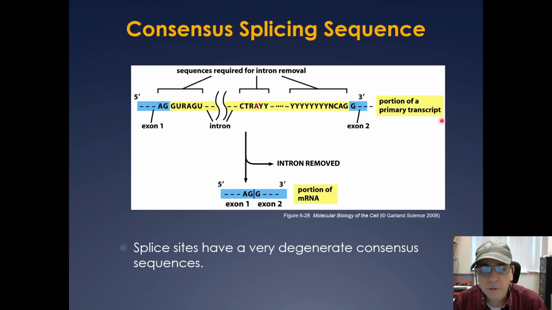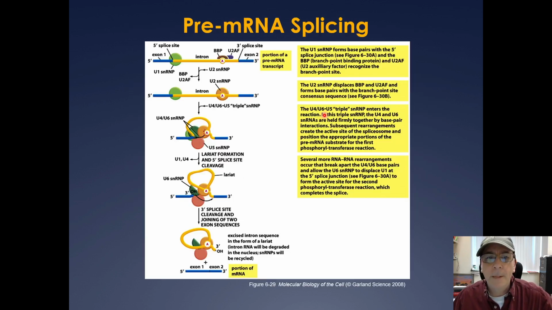Now, when it comes to splicing, there's a consensus splice sequence, okay? You have one exon, often with an AG, and then other sequences that are required for the intron removal, followed by a G, and when the intron's removed, you're left with an AGG. The splice sites can be somewhat degenerate, which can lead to cryptic splicing and other things like that, which we'll see later. But let's first look at the mechanism of splicing.